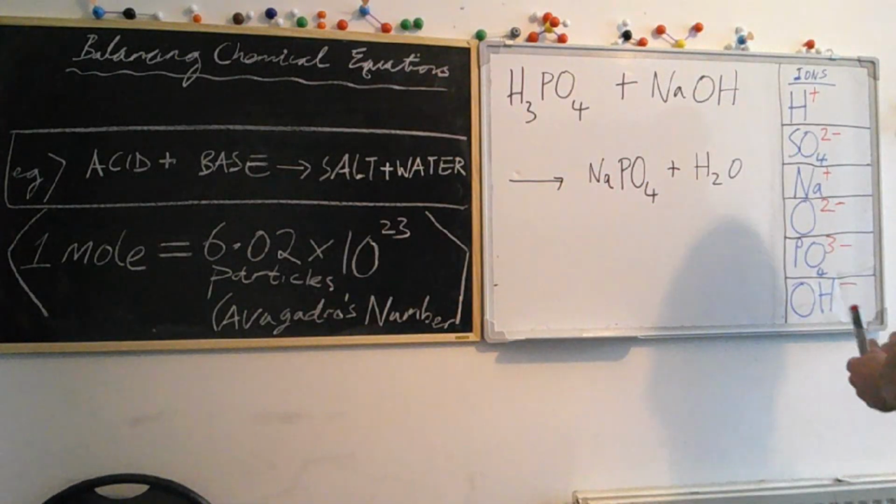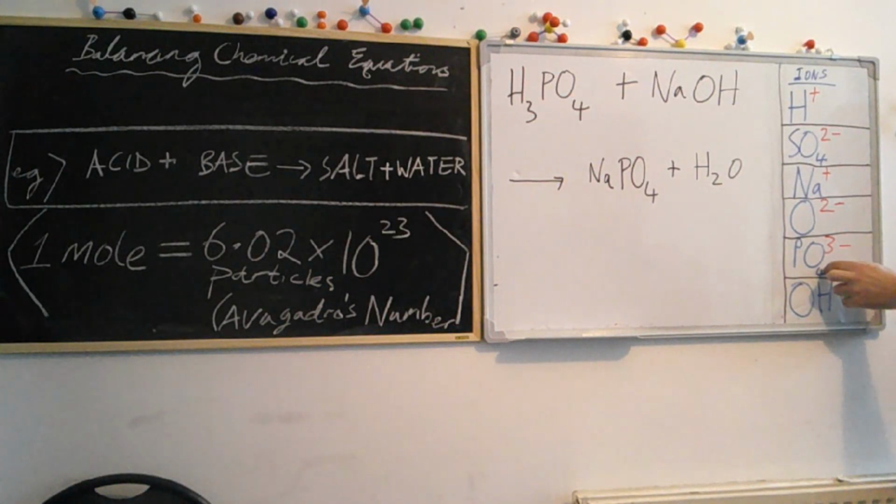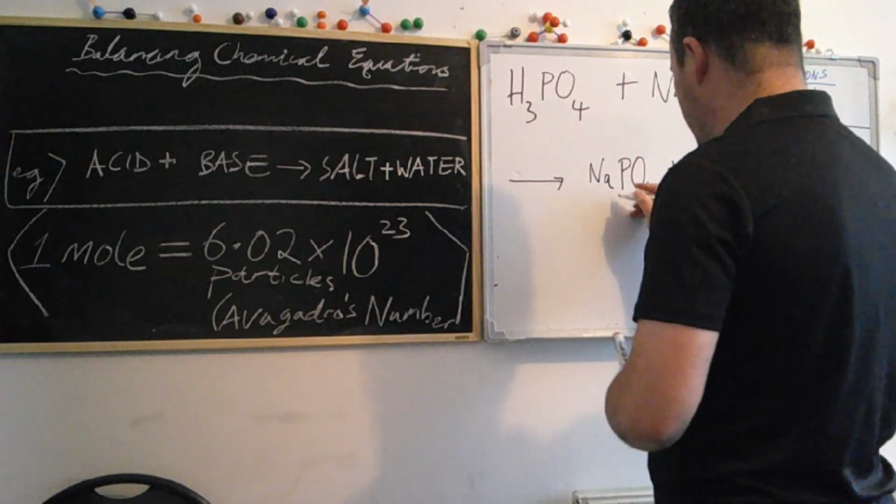Now, sodium loses 1 electron, phosphate gains 3. So I've got plus 1 and minus 3. I need this to be 3 plus. So I need 3 sodiums here. So I add the 3.